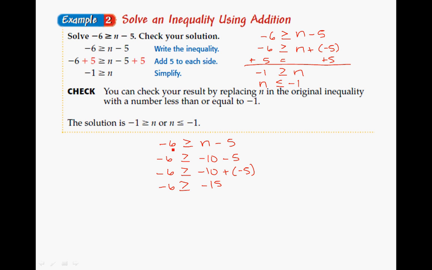And then to go ahead and do our check, negative 6 is greater than or equal to n minus 5. I need to pick a number that is less than negative 1. So I chose negative 10. Again, you can pick any number that is less than negative 1. So negative 10 plus a negative 5, which I've rewritten here, is negative 15. And when you compare it to the value on the other side, negative 6 is greater than or equal to negative 15. That is a true statement.